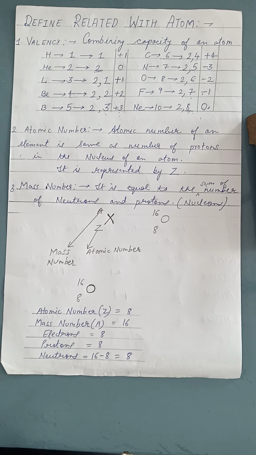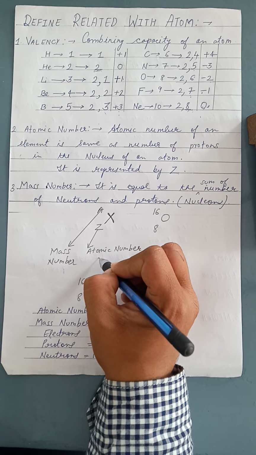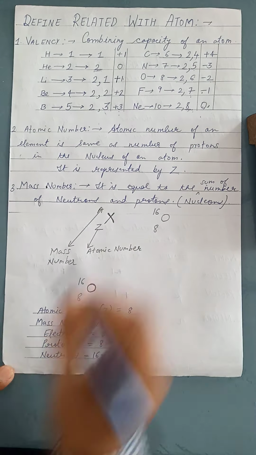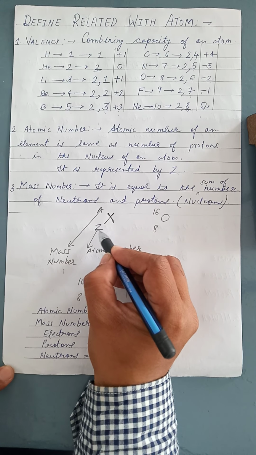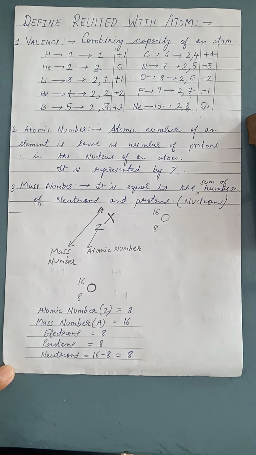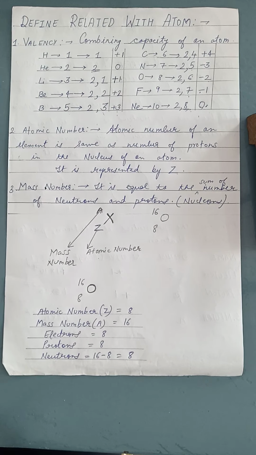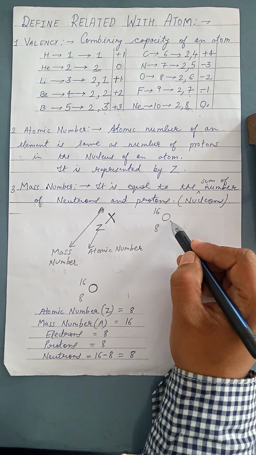Now we want to represent the atomic number and mass number. Always at the base of the element we write the atomic number, and the denotation of the atomic number is capital Z. And above the element we write capital A, and this capital A represents the mass number. We are taking an example here.